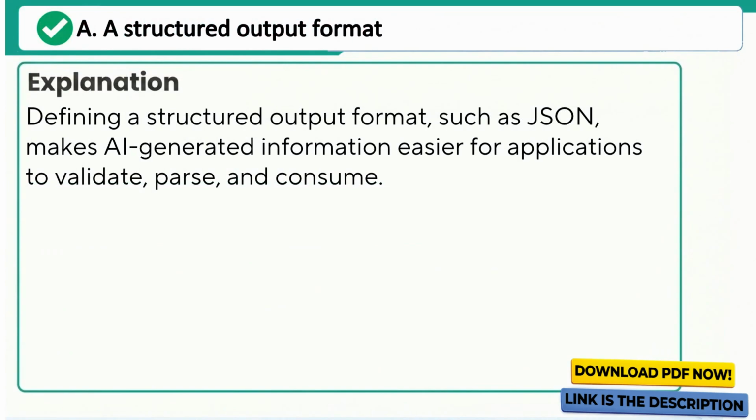Correct answer. A. A structured output format. Explanation. Defining a structured output format, such as JSON, makes AI-generated information easier for applications to validate, parse, and consume.